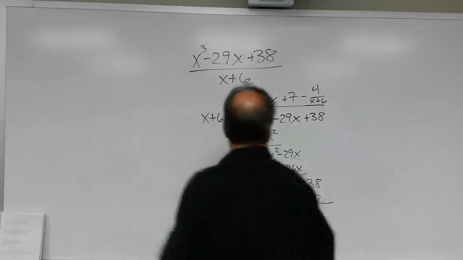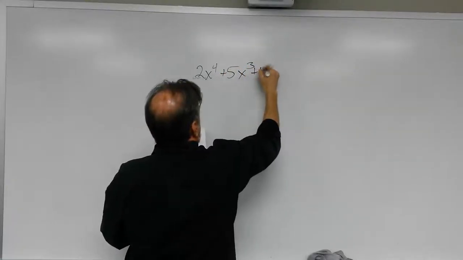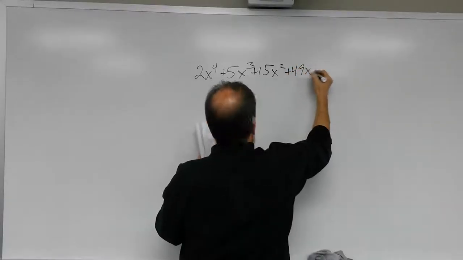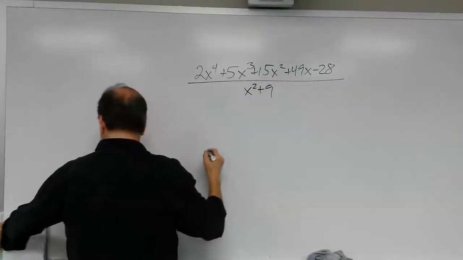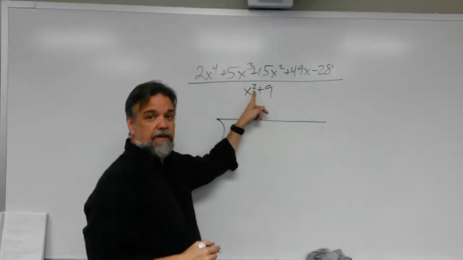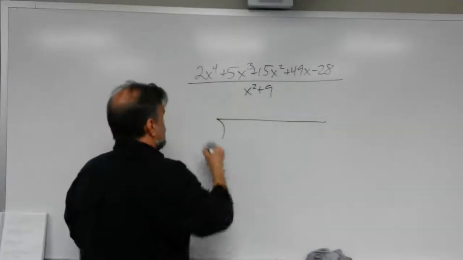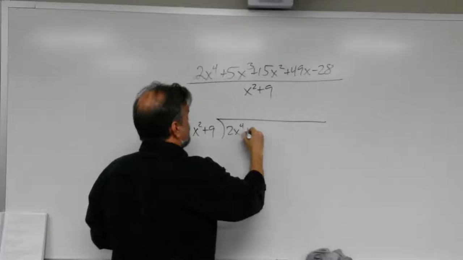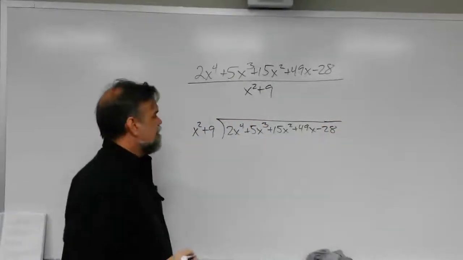Let me give you one more. This last one, let's make it a big one. Let's do 2x to the fourth plus 5x cubed plus 15x squared plus 49x minus 28 over x squared plus 9. All right. Now, you may have noticed something a little different. Ooh, I have a quadratic in my denominator there. In the past, we just had linear factors in the denominator. This time it's a quadratic. Let's see how this works. Okay, x squared plus 9, 2x to the fourth plus 5x cubed plus 15x squared plus 49x minus 28. Okay, and let's just get going.